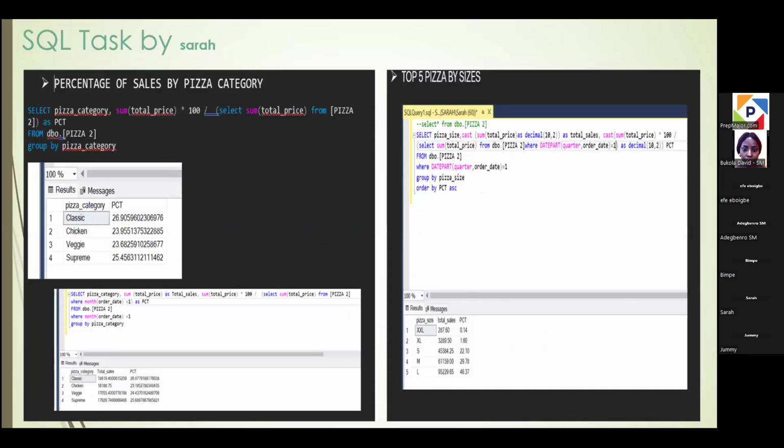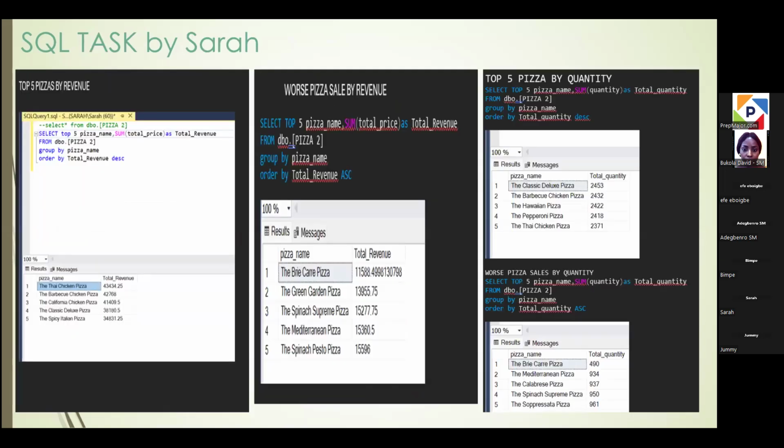Next is the percentage of pizza that was sold, and the top pizzas sold every day, which he wanted to know. So these are the queries we entered. Then the revenue, the top 5 revenue. They wanted to know everything. These are the queries I entered.